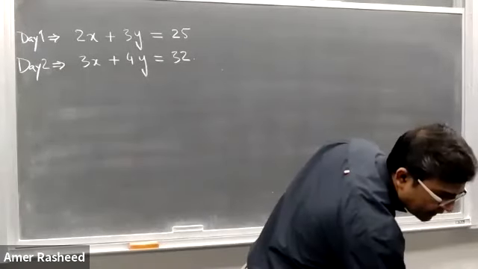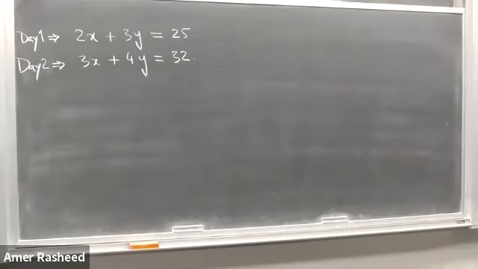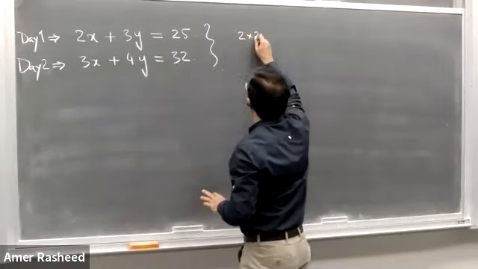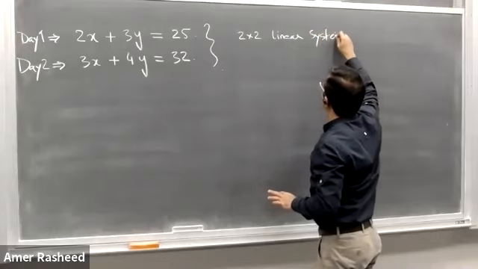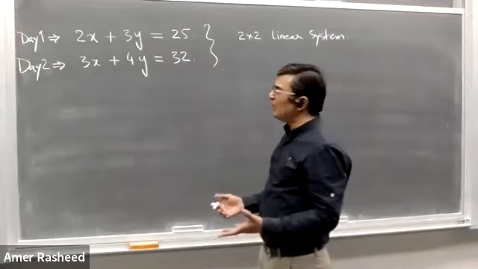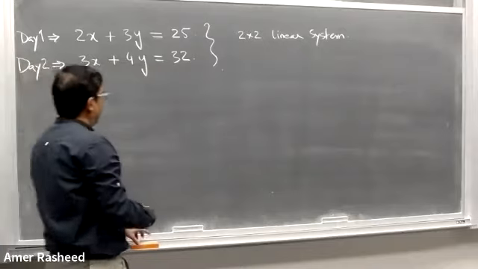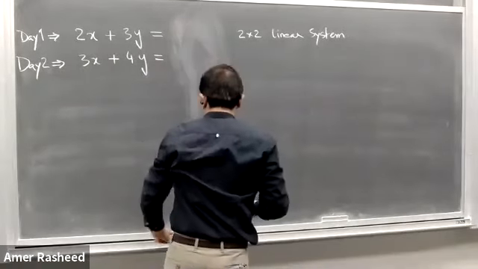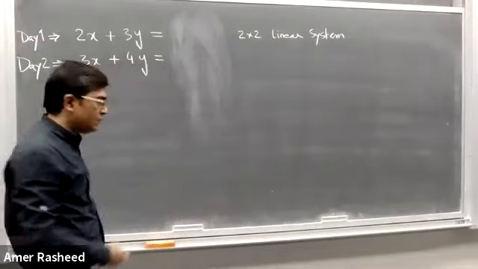Okay. Now, this is basically a 2 by 2 system. It's a 2 by 2 linear system. We can have a 3 by 3 system as well. Similarly, we can extend it to 3 by 3, or maybe 3 by 4 or 4 by 3, or any order.